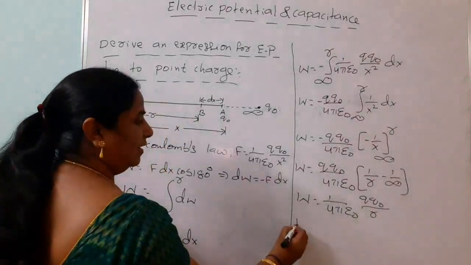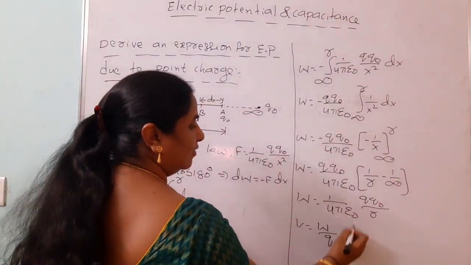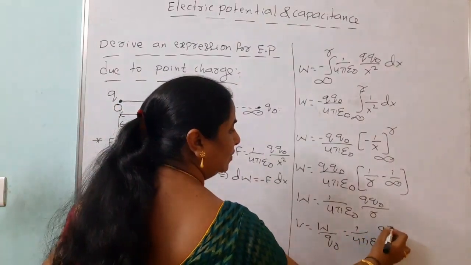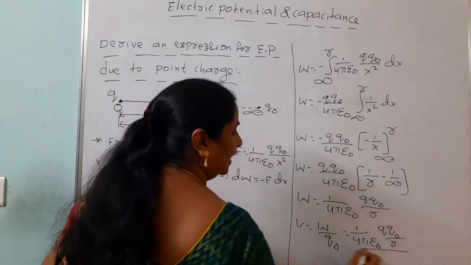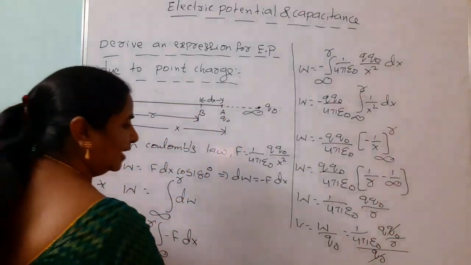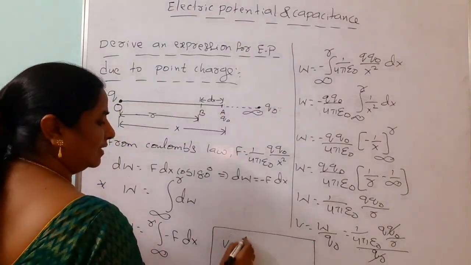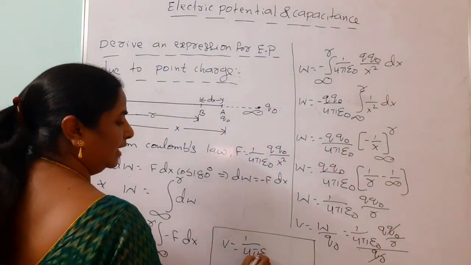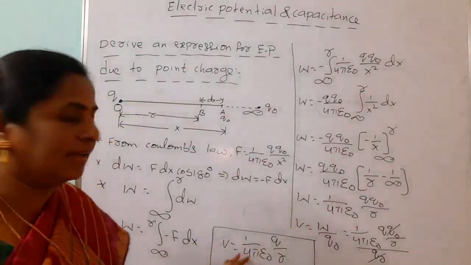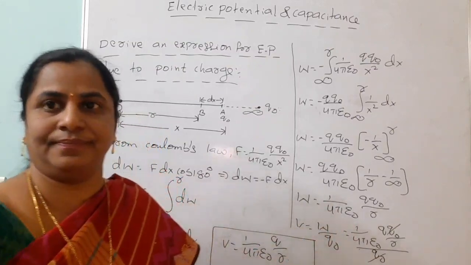Look here, V equals W by q naught. Instead of W we are writing 1 by 4 pi epsilon naught q naught by r divided by q naught. Here q naught cancels. The final expression for electric potential is V equals 1 by 4 pi epsilon naught q by r. This is the electric potential due to a point charge.